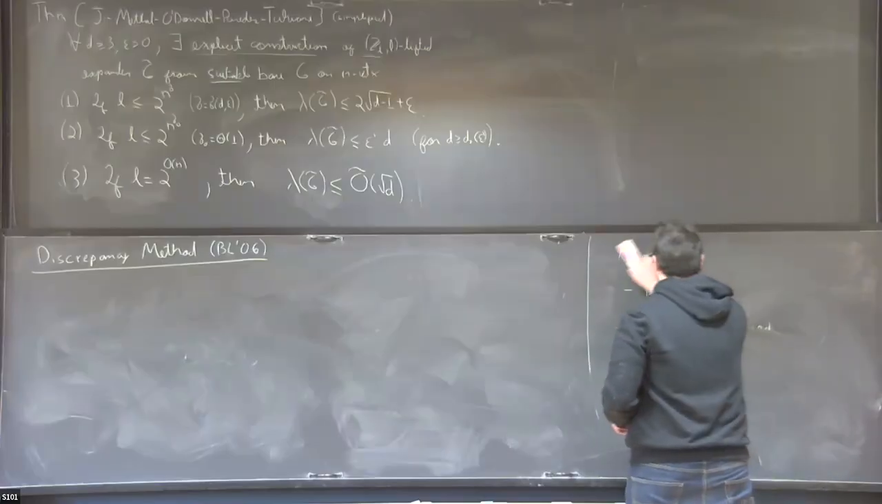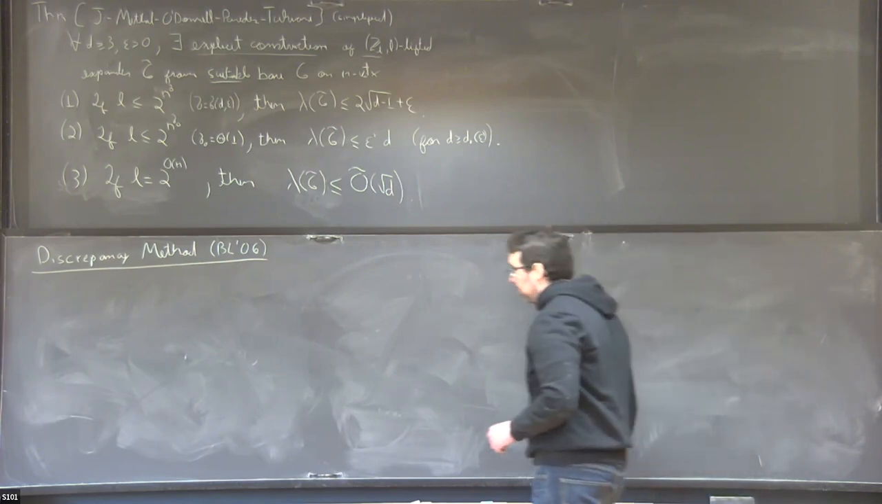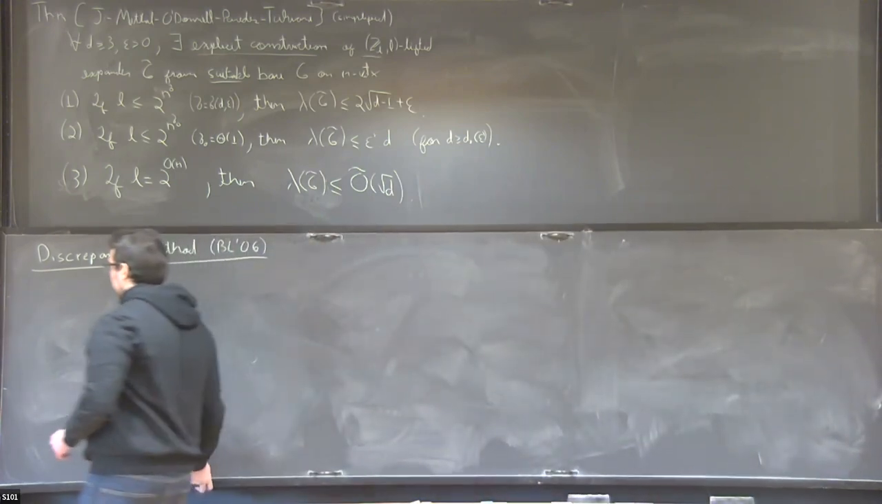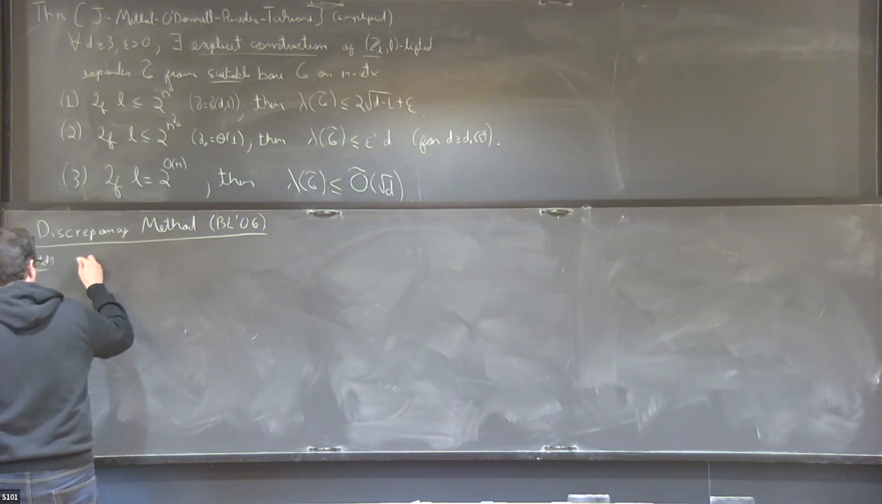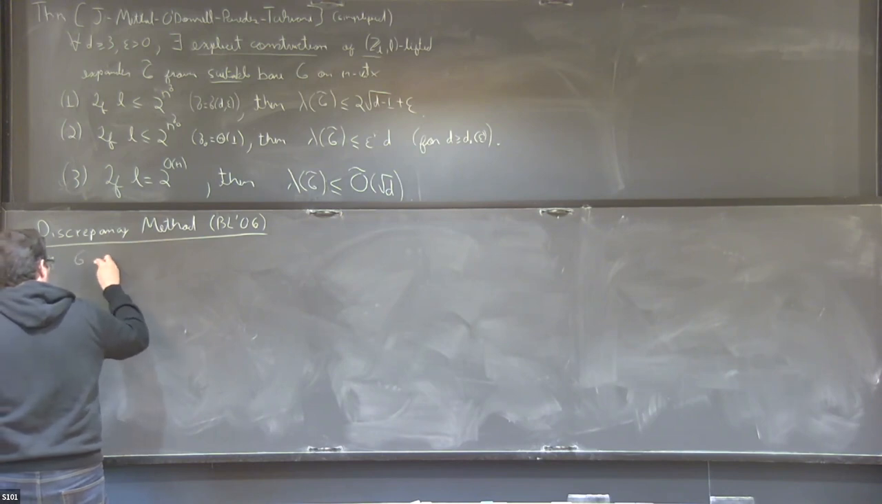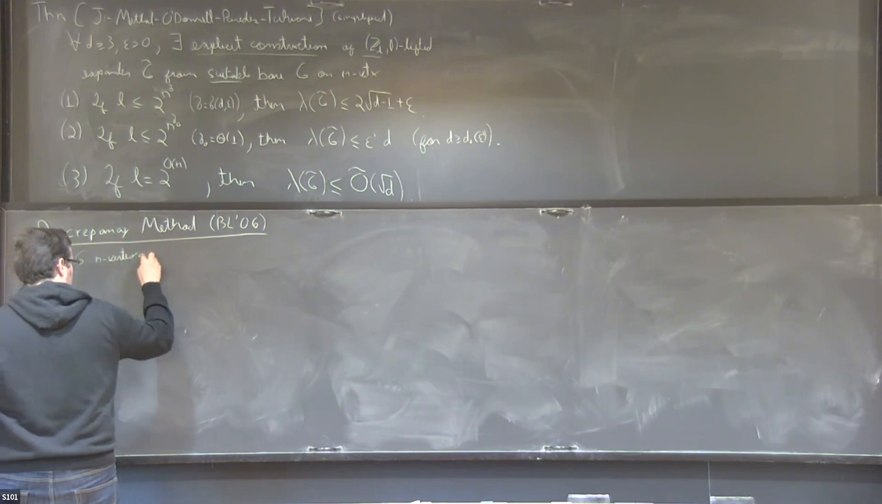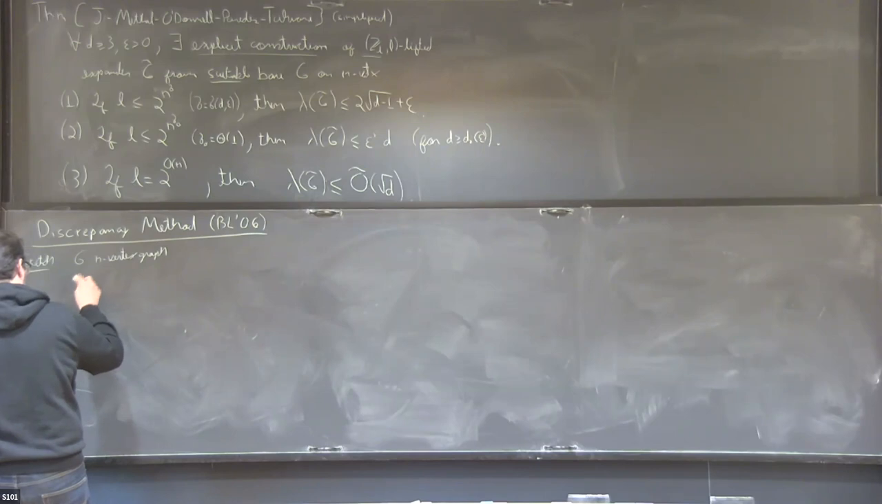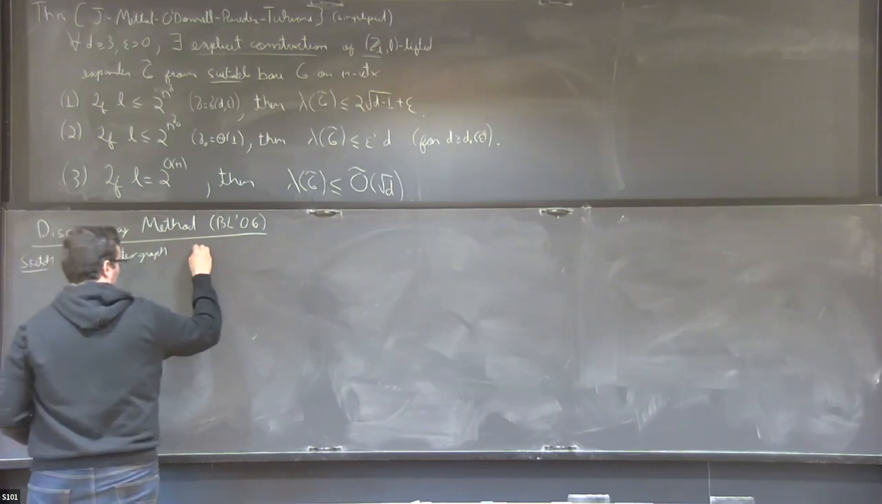We have this matrix now that has some good structure, and you want to perform some lift of it. Let me just say that this is going to be a sketch. Here you're going to start with G, an n-vertex graph, and I'm going to simplify quite a bit. Let's suppose that lambda of G is regular.